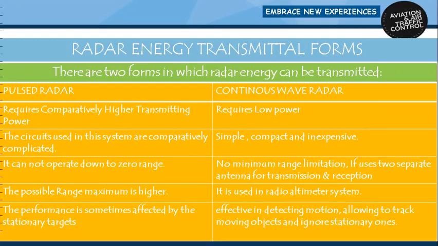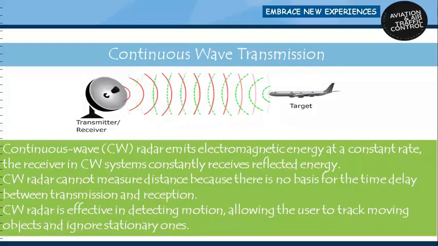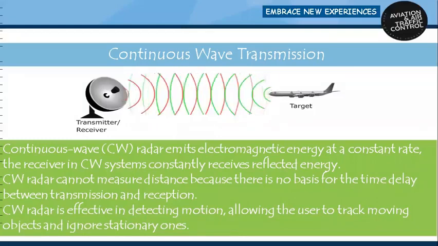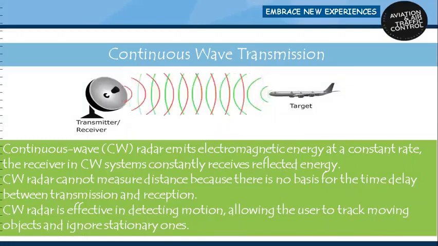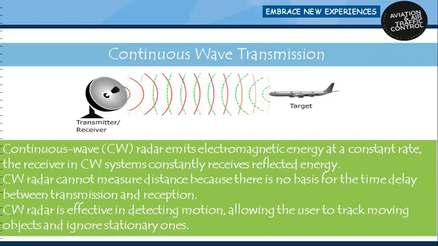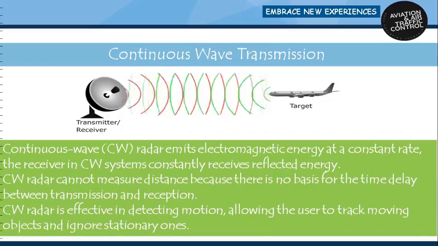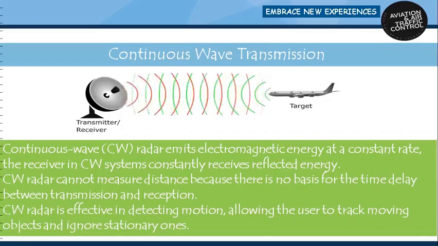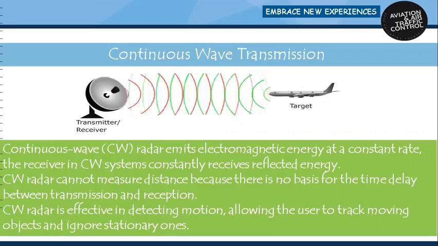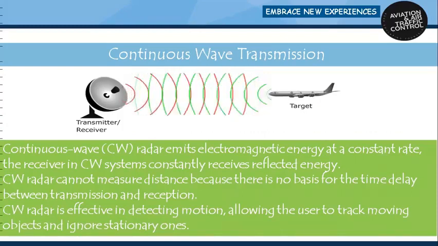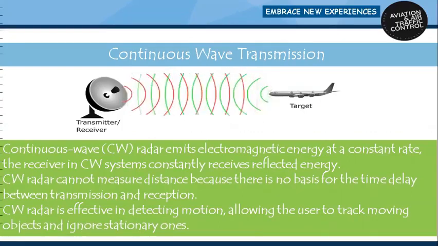Pulse radar performance is affected by stationary targets. Continuous wave radar emits electromagnetic energy at a constant rate. The receiver in a continuous wave system constantly receives reflected energy. Continuous wave radar cannot measure distance because there is no basis for the time delay between transmission and reception. It is effective in detecting motion, allowing the user to track moving objects and ignore stationary ones.